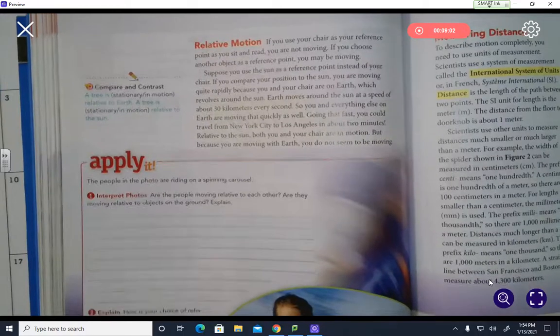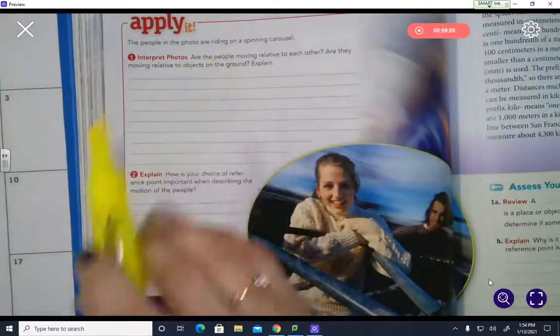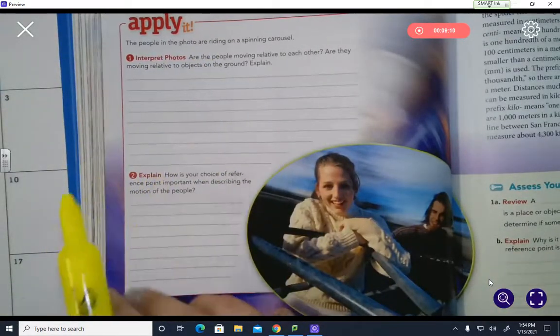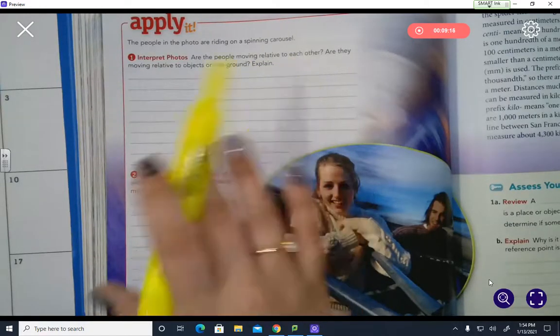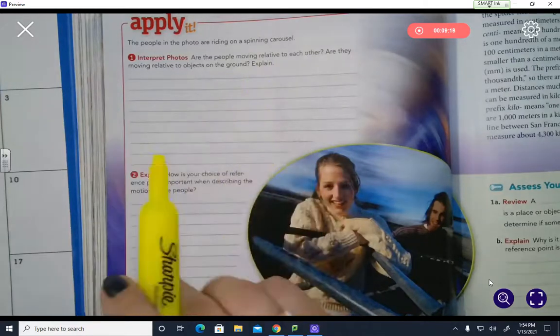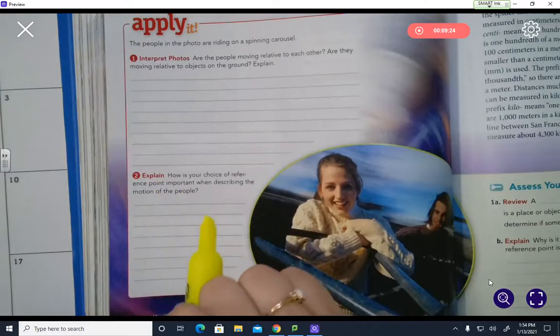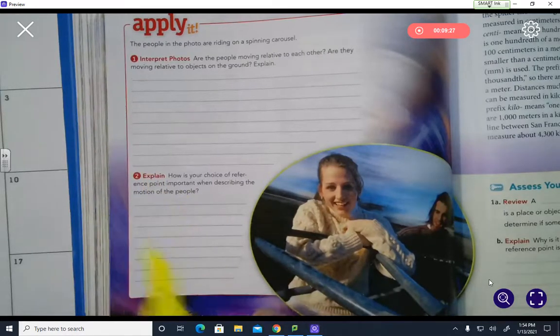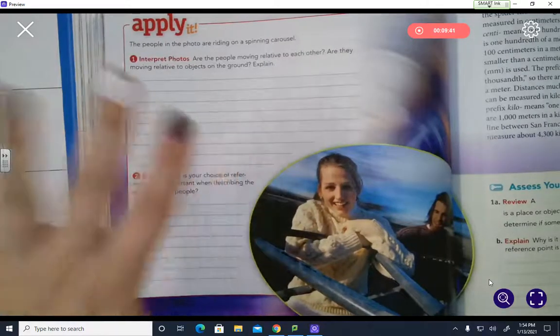We're going to do the apply it. So, apply it. The people in the photo are riding on a spinning carousel. Are the people moving relative to each other? Are they moving relative to the objects on the ground? Number 2, how is your choice of reference point important when describing the people's motion? The motion of the people. All right, you should have paused the video to answer that. If you didn't, pause it now.